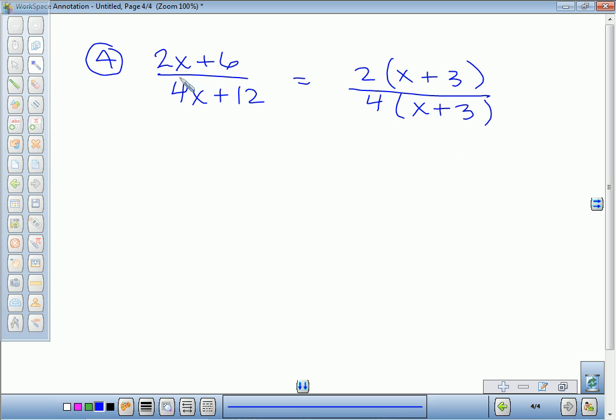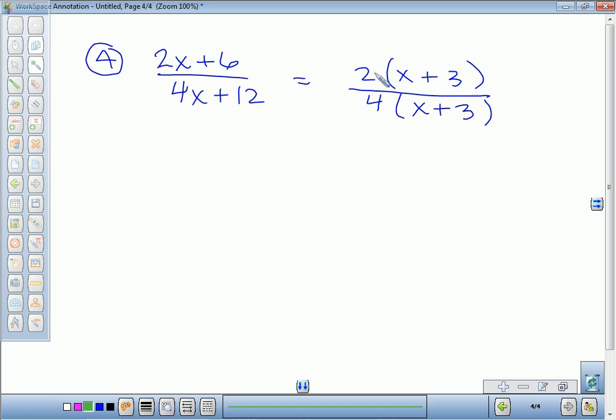You cannot cancel anything here. That is a mathematical no-no. Yeah, it's like touching a hot stove. It's bad. It'll burn. Okay? So we have to have it written as multiplication. Once we do, then we can cancel.